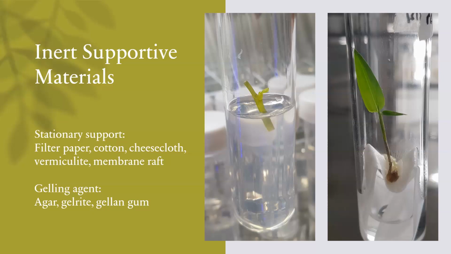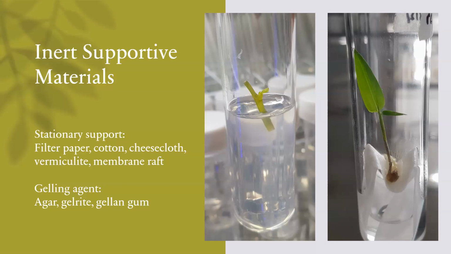Many tissue culture experiments are conducted on some types of stationary support such as filter paper, cotton, cheesecloth, vermiculite, and special membrane broth with a liquid medium. However, gelling agent is the most commonly used supportive material. The type of gelling agent used can influence the type of growth response in the culture.